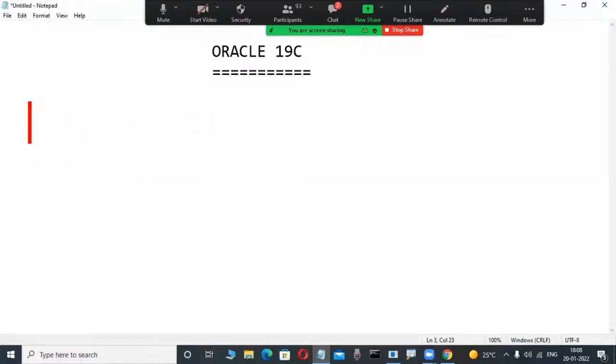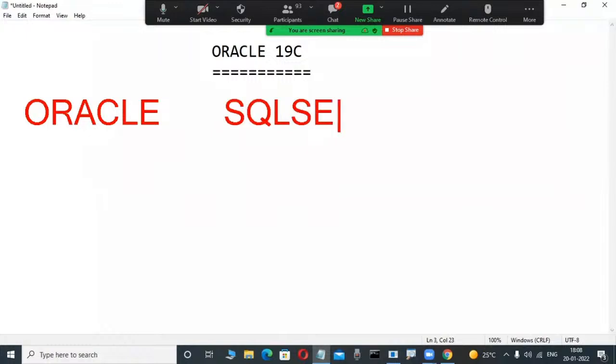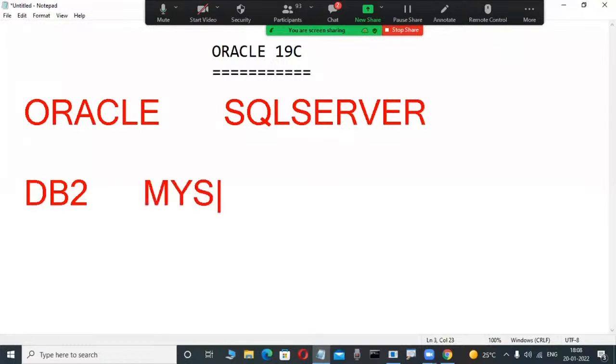Not only Oracle, so many database products are available on the software side. Suppose Oracle is a database product from Oracle Corporation. Observe here, different companies. Again, maybe so many fellows have an idea. SQL Server is a database product from Microsoft. DB2 is a database product from the IBM company. MySQL is an open source database product, but nowadays Oracle Corporation is purchasing it.